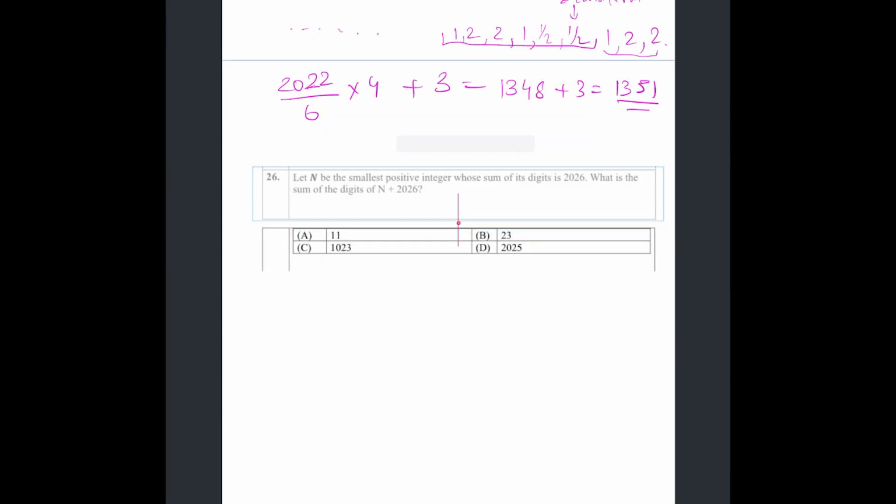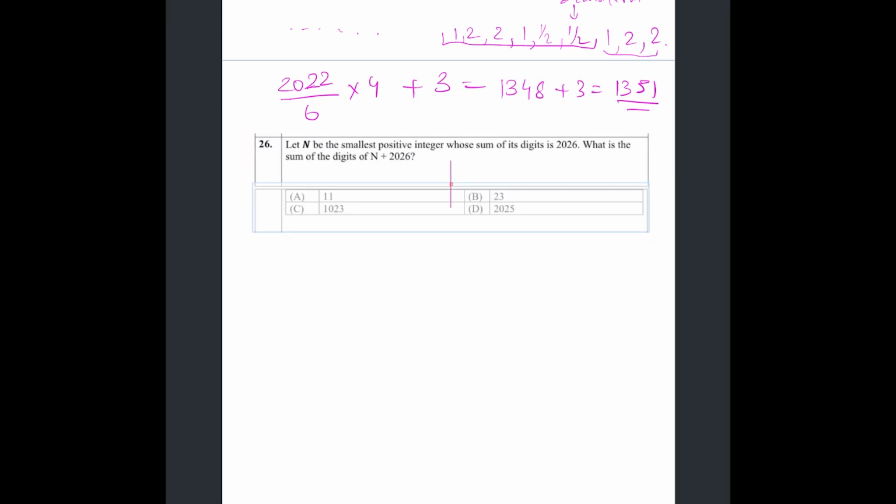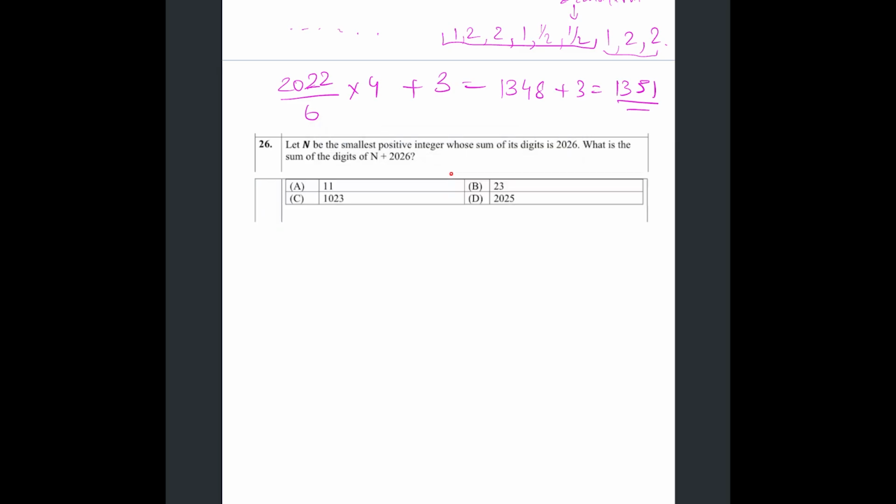What are we being asked? We're asked that if n is the smallest positive integer whose sum of digits is 2026, what is the sum of digits of n plus 2026. Okay. Alright. So for n to be the smallest such number whose sum of digits is 2026, right, we would need to have as many digits as possible as 9, right? Only then the number will be the smallest, right?